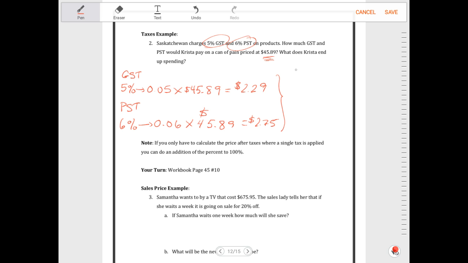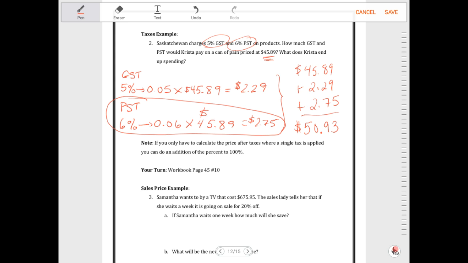Well, now we got to figure out our grand total. And yes, in Saskatchewan, you would have to go with $45.89, then you would add the GST, then you would add the PST. So the price that you would have to pay would be $50.93. Now again, if you live in Alberta, this is the category that we do not have. So just so you know, if this item was bought in Alberta, that $2.75 PST would not exist. So it actually would cost less money to purchase this item in Alberta.